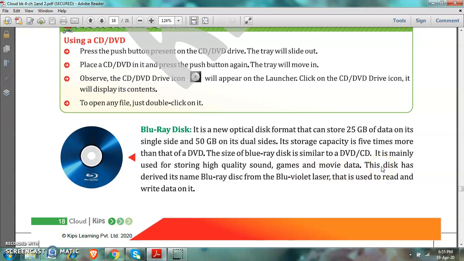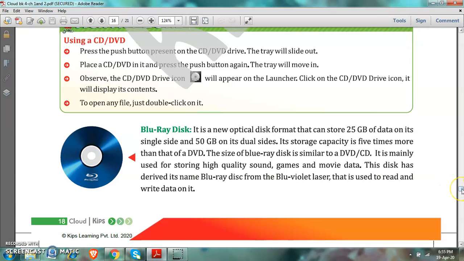The disc has derived its name, Blu-ray disc, from the blue-violet laser. So the name has come from the blue-violet laser that is used to read and write data on it. So these were the portable storage devices.